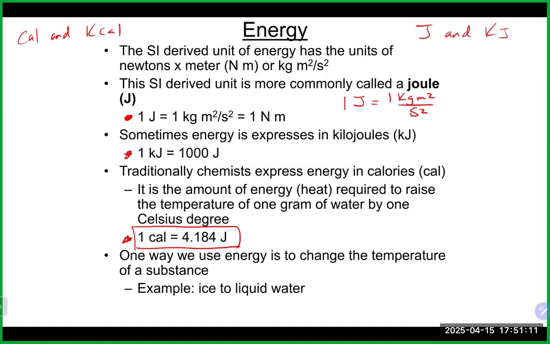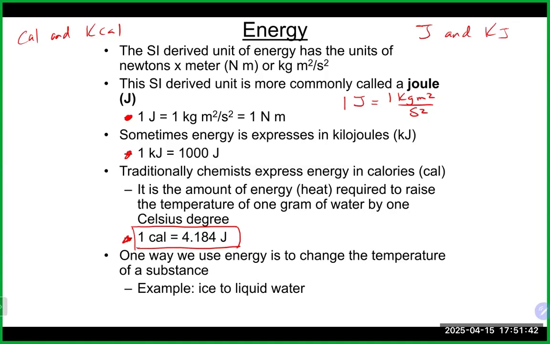One way that we use energy is to change the temperature of a substance. Again, ice to liquid water obviously requires some energy being input. The ice cube needs to pick up energy, and as we'll talk about in a later chapter, it's also a spontaneous process. If you take an ice cube out, it'll just start melting by itself, and it will pick up all that heat and energy from the surrounding air, and the melting process will start at that point.